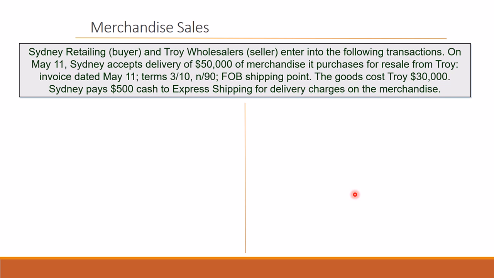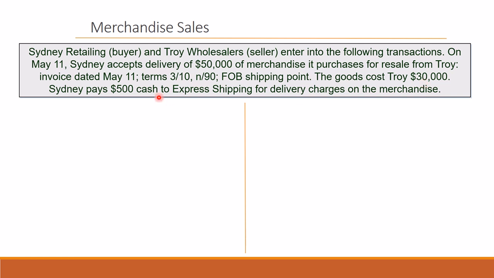Keep in mind, with our first video series, we recorded the entries of the buyer, which was Sydney Retailing. In this video, we're going to focus on the sales entries by the seller, Troy Wholesalers. So on May 11th, if you recall, Troy is going to sell $50,000, which is the selling price of merchandise on account. The merchandise had a cost to Troy of $30,000, which is something that we ignored on the buyer side, but now we have to reflect that.